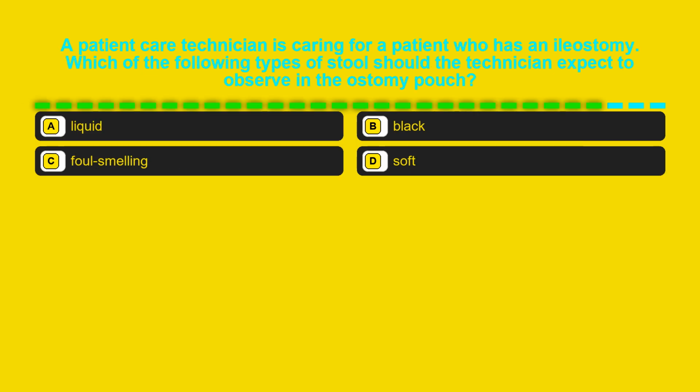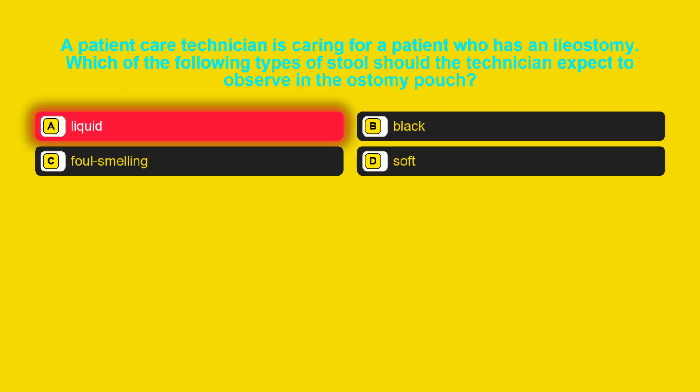Question 17. A patient care technician is caring for a patient who has an ileostomy. Which of the following types of stool should the technician expect to observe in the ostomy pouch? Option A. Liquid. Option B. Black. Option C. Foul-smelling. Option D. Soft.